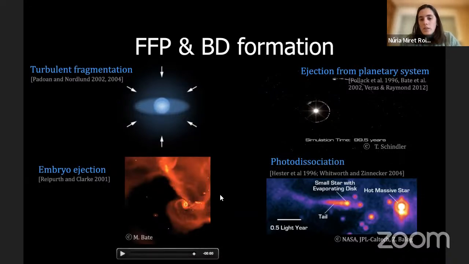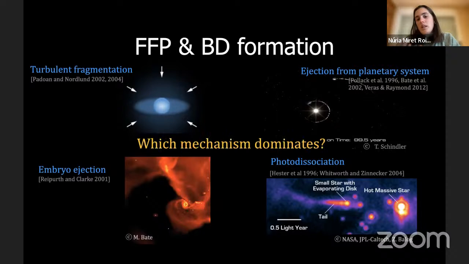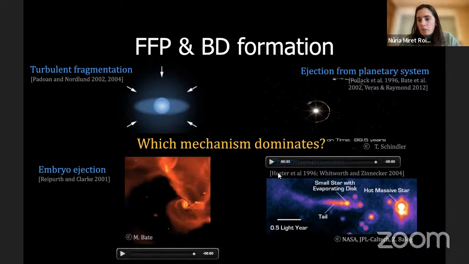So now we know that all these mechanisms do form free-floating planets and brown dwarfs, and really the question is which mechanism dominates, or if several are at play, what are the proportions of these different mechanisms. For instance, we know that photoevaporation and photodissociation is a mechanism that has been proved to happen, but since it can only take place very close to hot stars, which are rare, we know that this is not the dominant mechanism of forming free-floating planets. And the same would happen with the rest of the mechanisms.